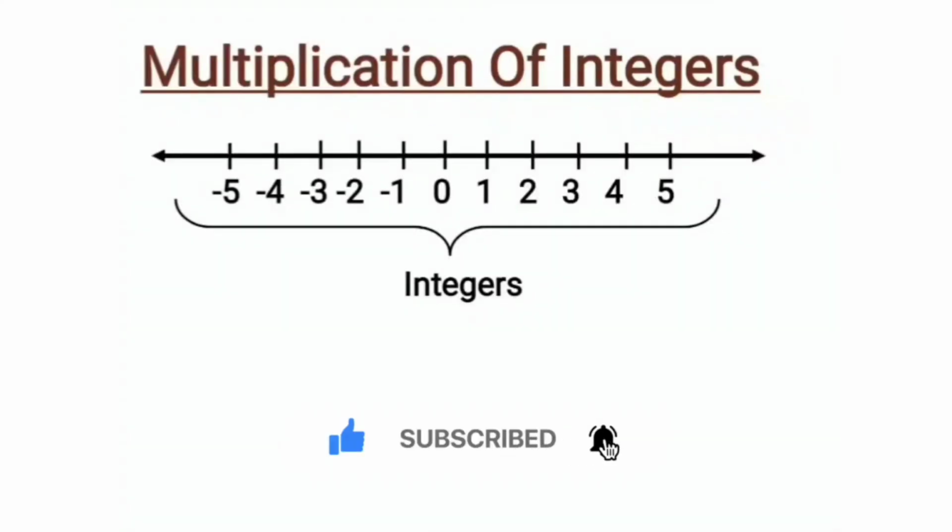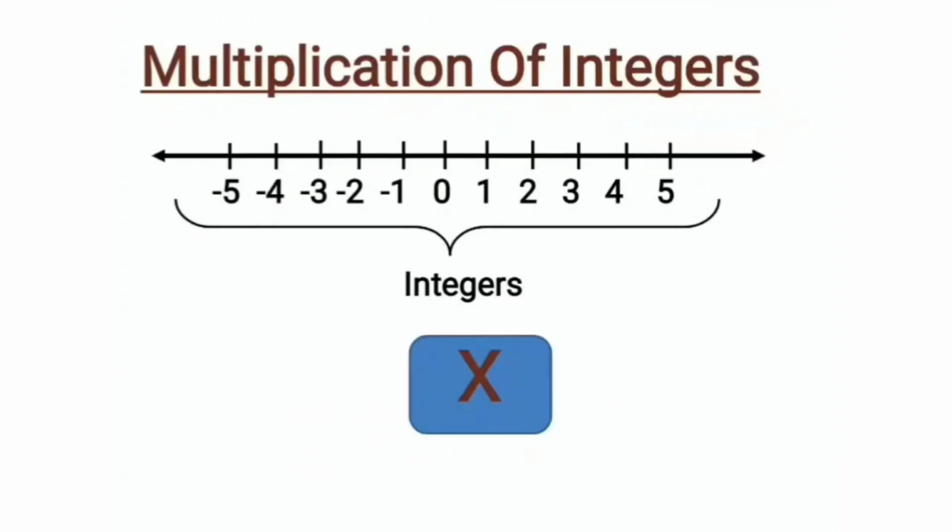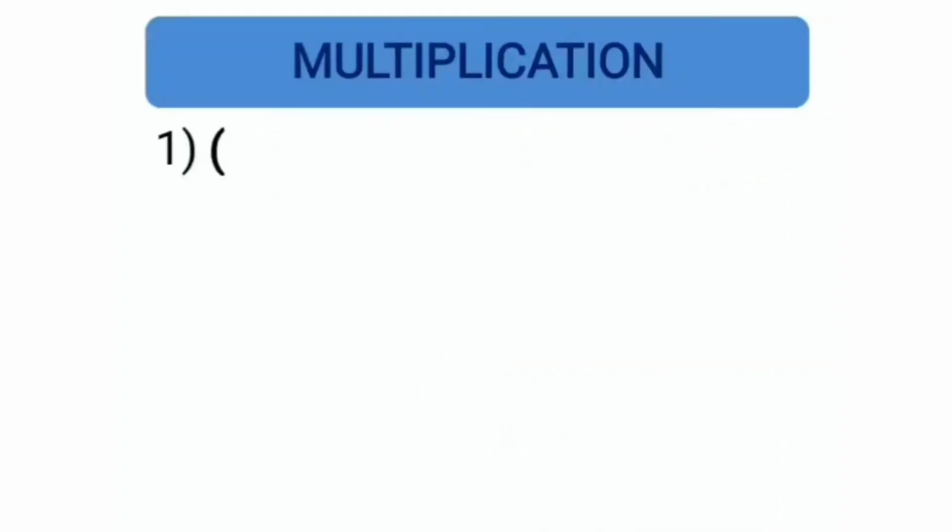Multiplication of integers. Integers which we multiply could be positive or negative. Hence, it is necessary to know the rules. There are 4 rules. So, let's start with first rule. When two positive numbers are multiplied, result is positive.